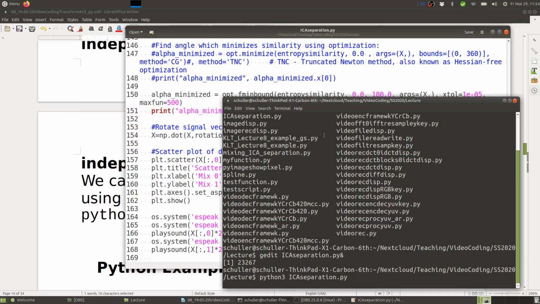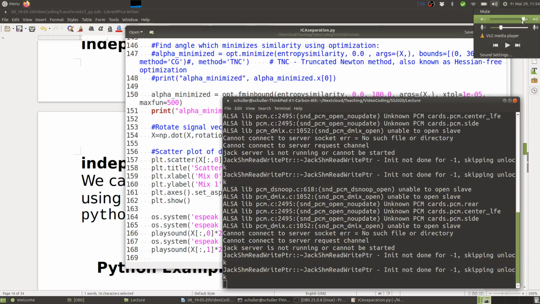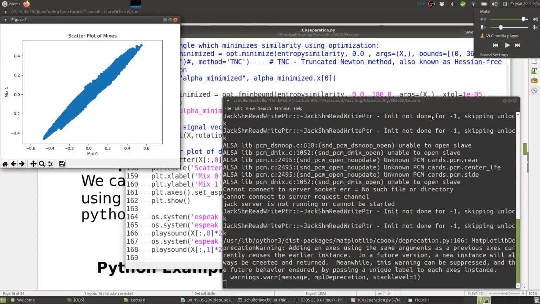The original source is channel 0. Channel 1. So you could hear one channel is the guitar, the other channel is the singing voice. And even though they play the same melody, their signals are completely independent.